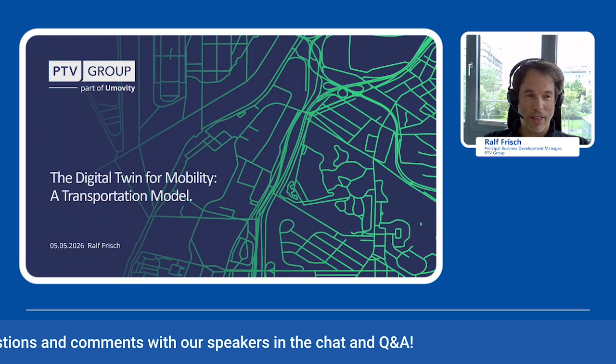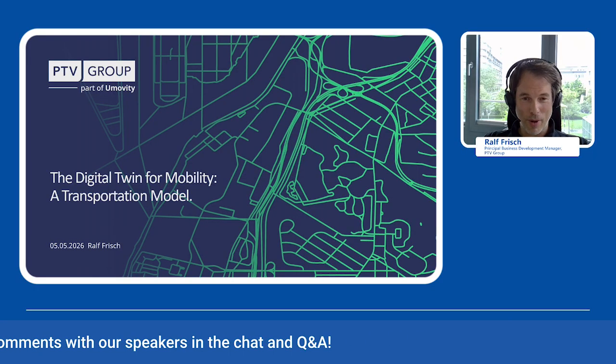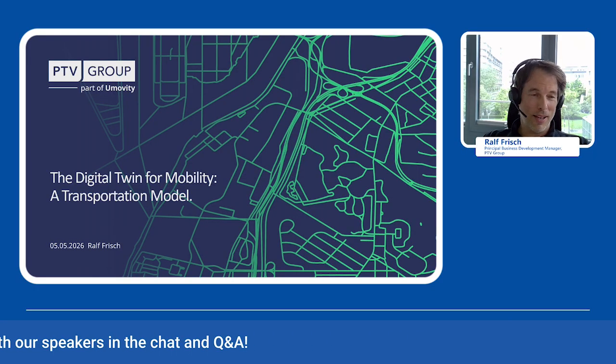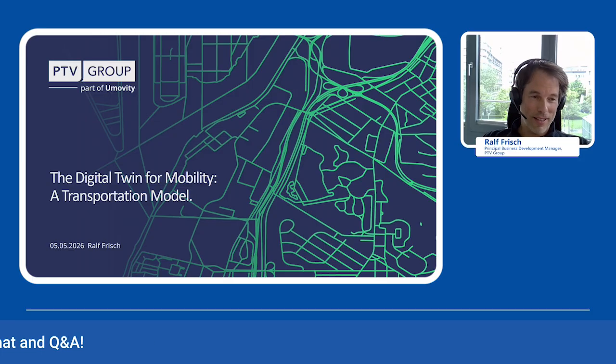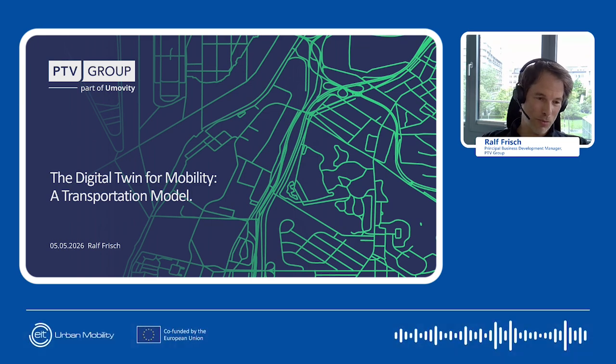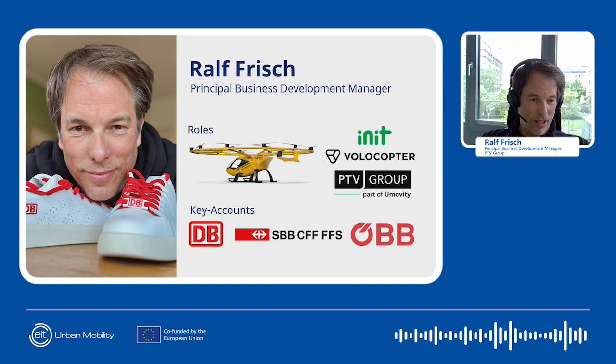So, Jean-Paul, thanks a lot for the introduction and warm welcome from my side. So, as already mentioned in the bicycle race at the beginning, for me, the ideal digital twin for mobility is a transportation model. And I would just like to show you two use cases then, how I want to then also confirm this. First of all, just a few words to myself.